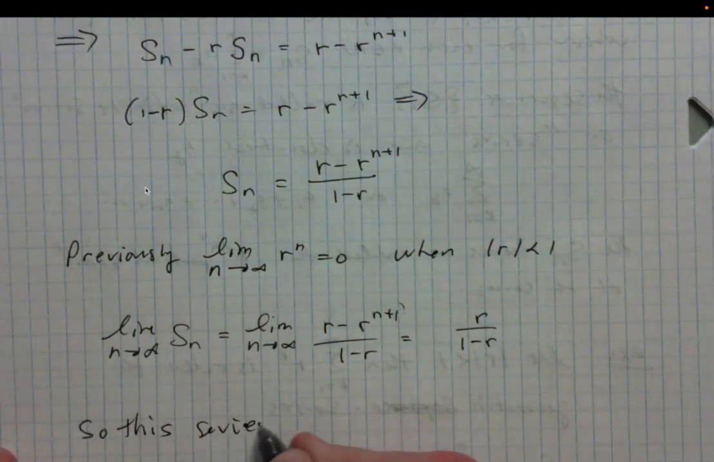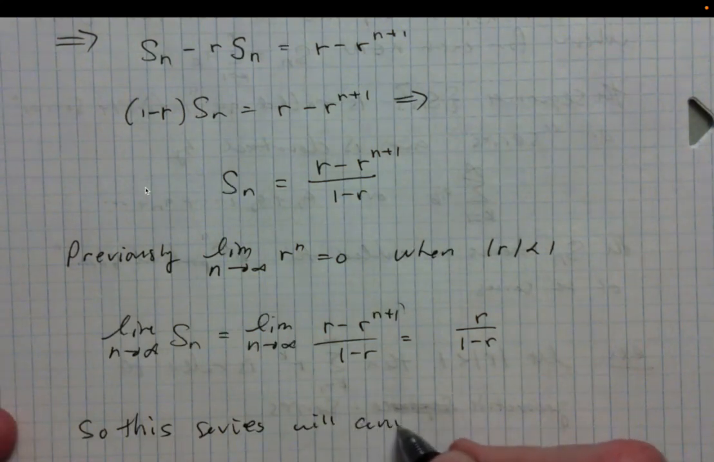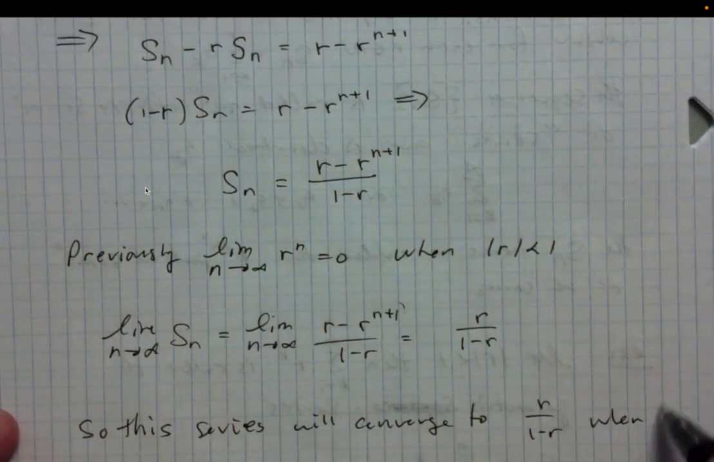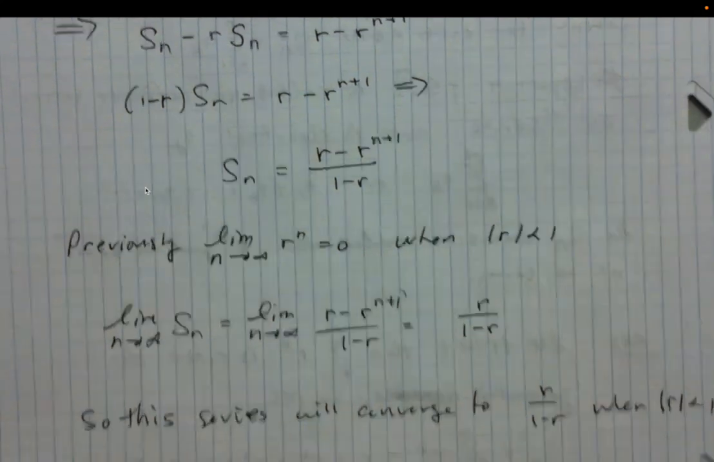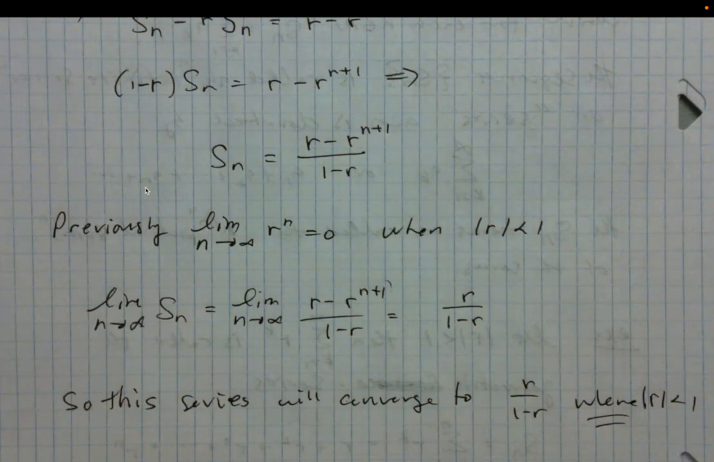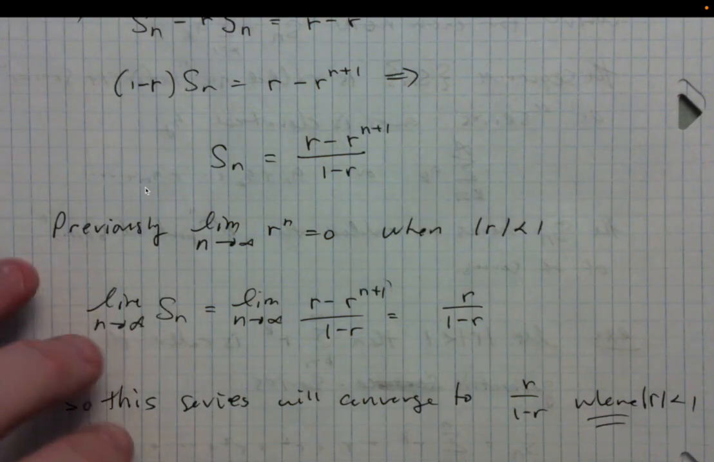So this series will converge to r over 1 minus r when the absolute value of r is less than 1, right? Now it's very important. It doesn't always converge, but specifically when r is between -1 and 1, then we do have a convergence. The sum will converge to this number, whatever this ratio r over 1 minus r. Now, what happens when r is outside of 1 in absolute value?